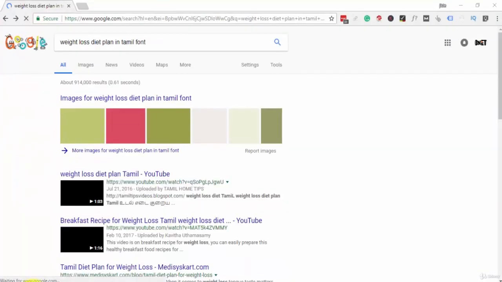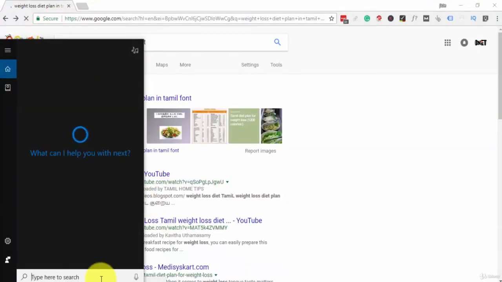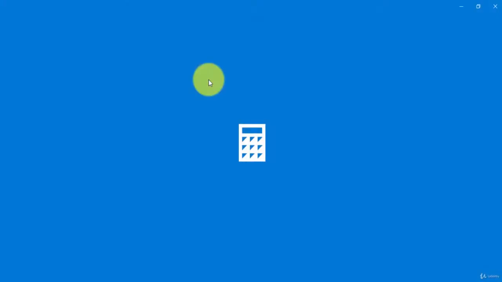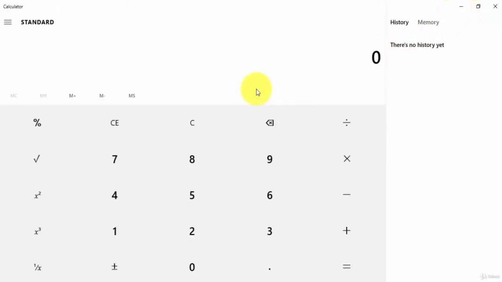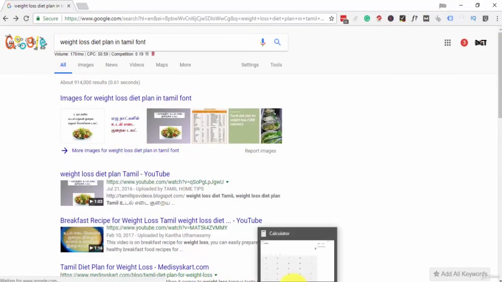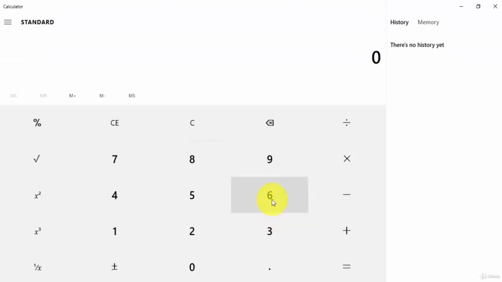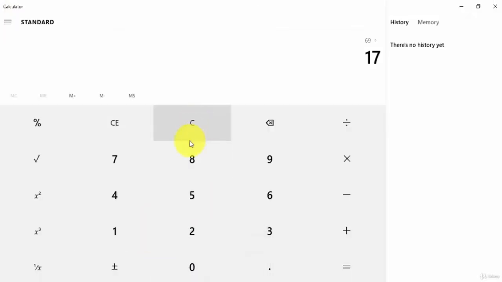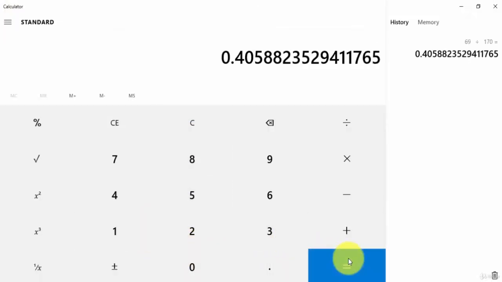If I'm right, let me check my calculator. The search volume is 170. 69 divided by 170 is 0.4. This is way too much compared to what we really need.